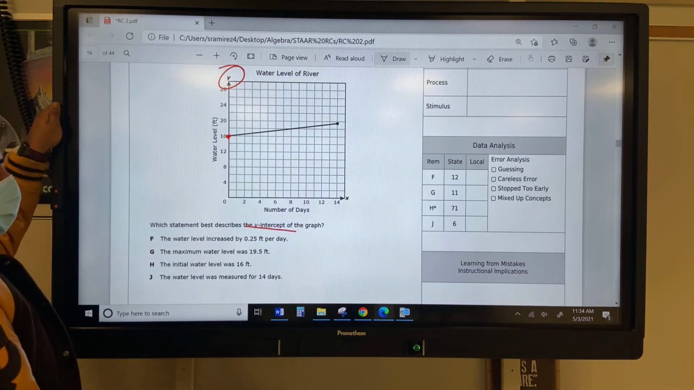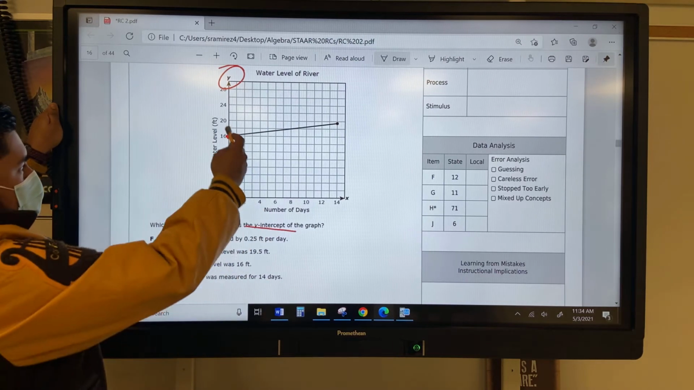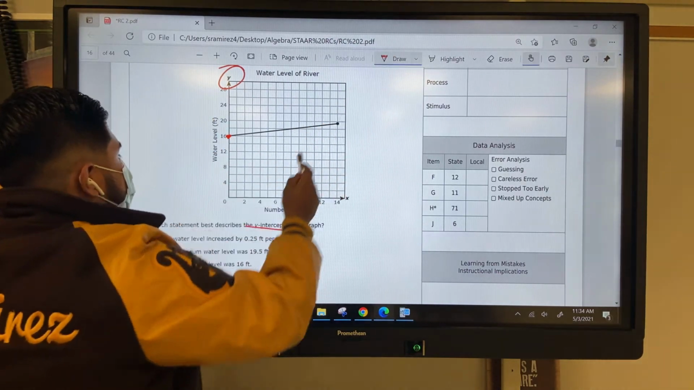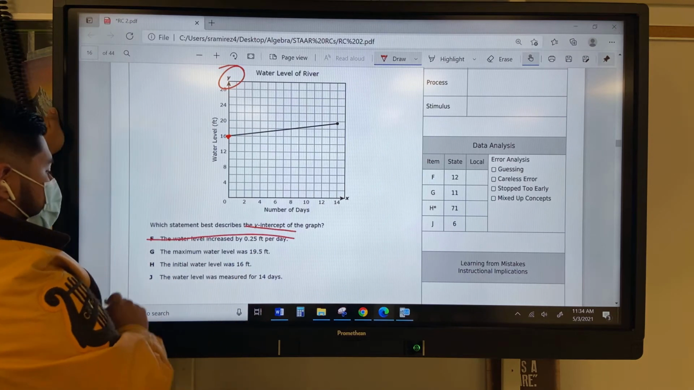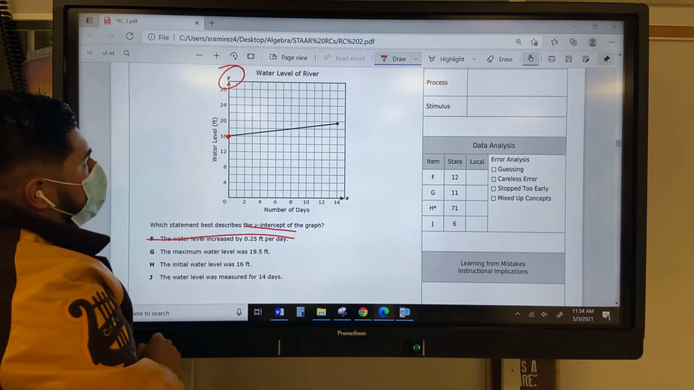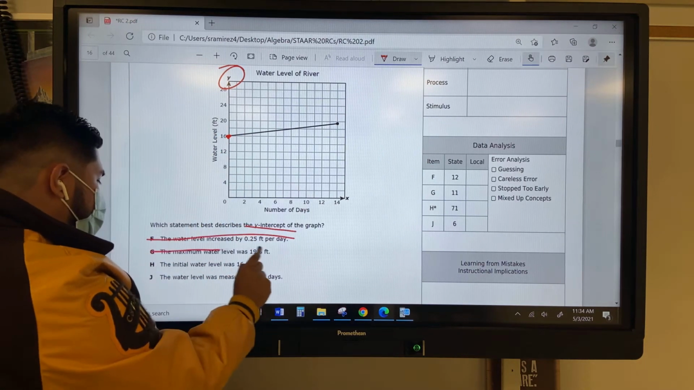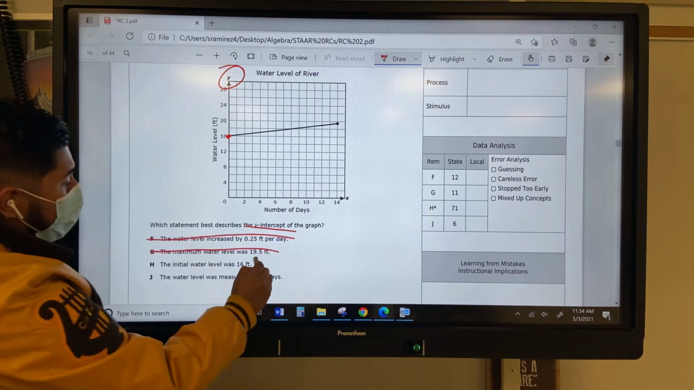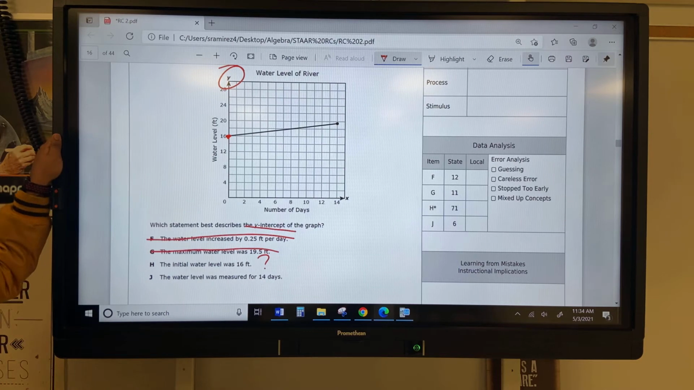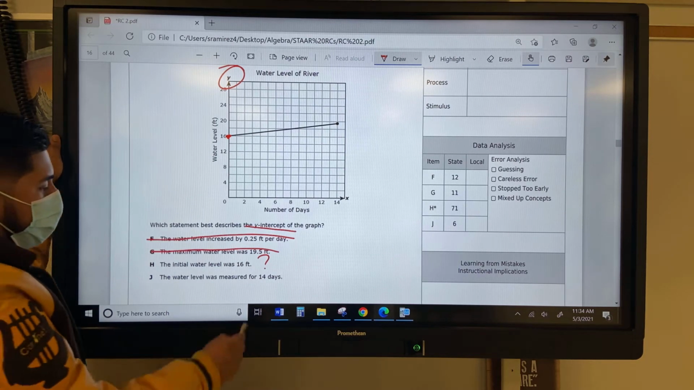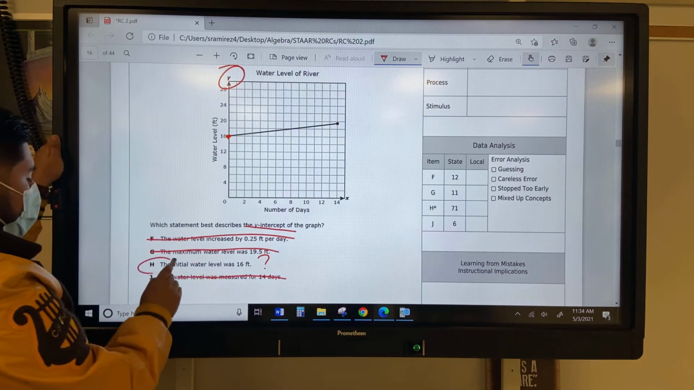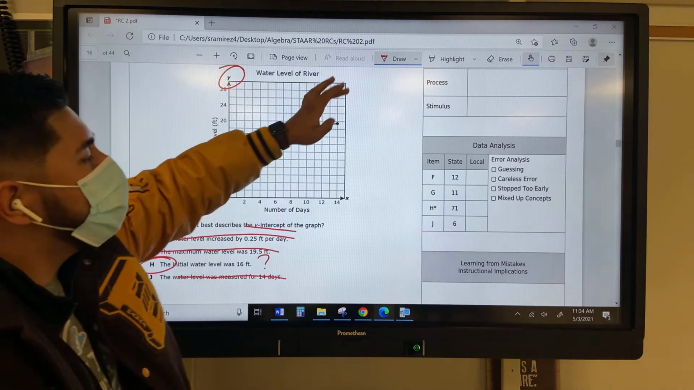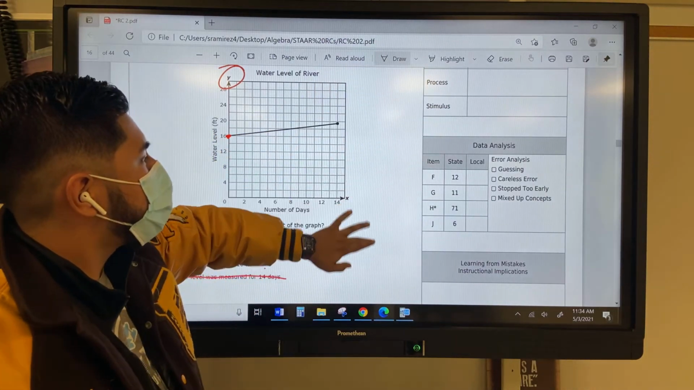The water level increased by 0.25. 16 is there. A doesn't look good to me. The maximum water level was 19.5. That says 16, doesn't look good to me. The initial water level was 16. That looks okay. The water level was measured by 14 days. Nope. 16 feet looks good to me.